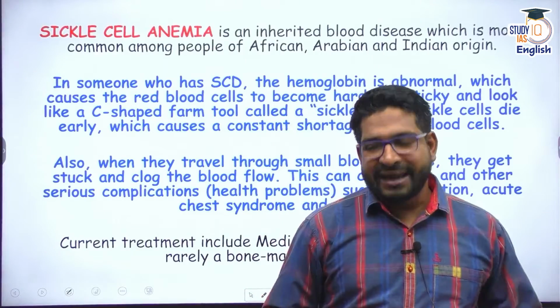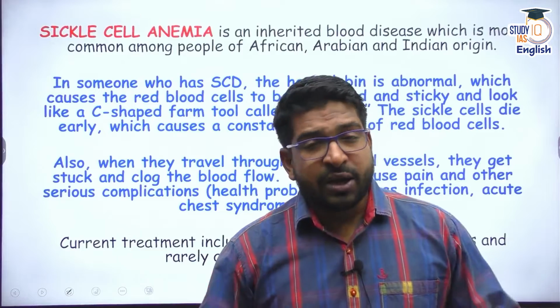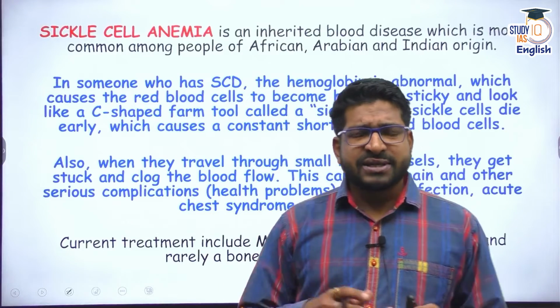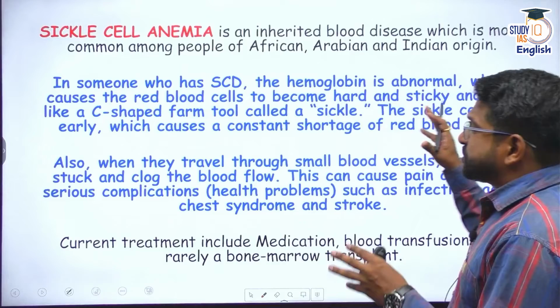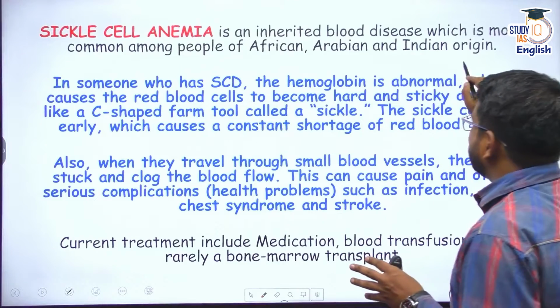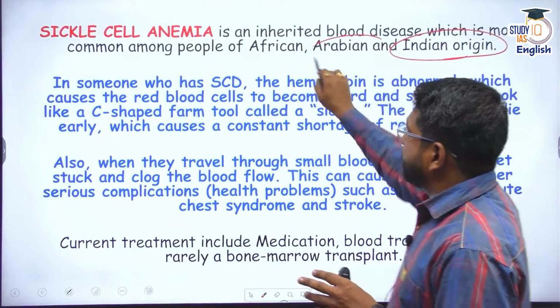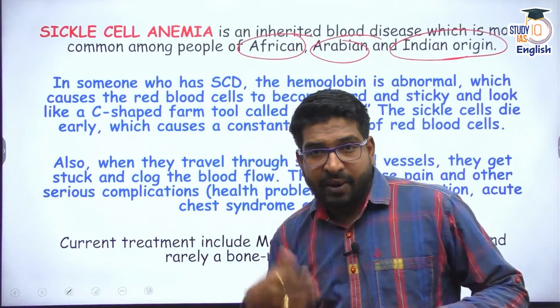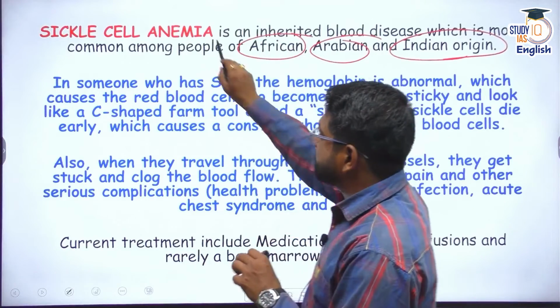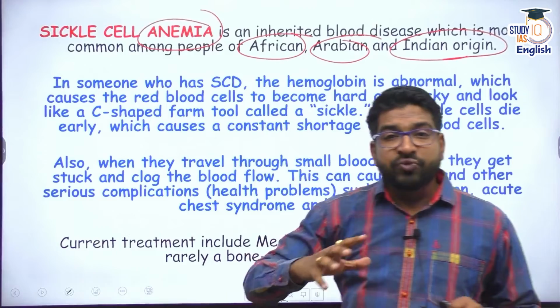All right. Let's begin our discussion about sickle cell anemia or sickle cell disease. Now, this is quite prevalent in India. Remember, sickle cell disease is seen most commonly in people of Indian origin, Arabian and African origin. Now, as the name itself suggests, sickle cell anemia or sickle cell disease has something to do with blood.